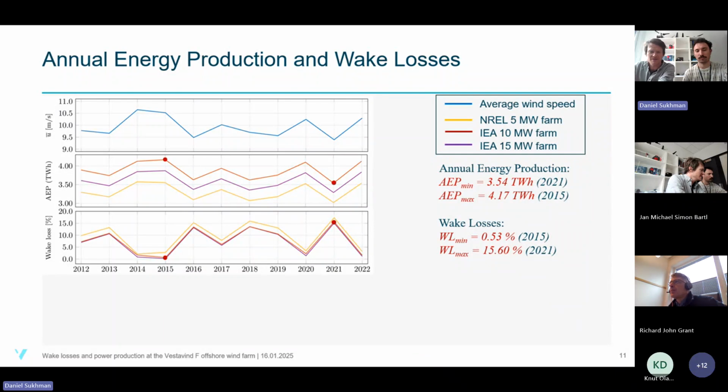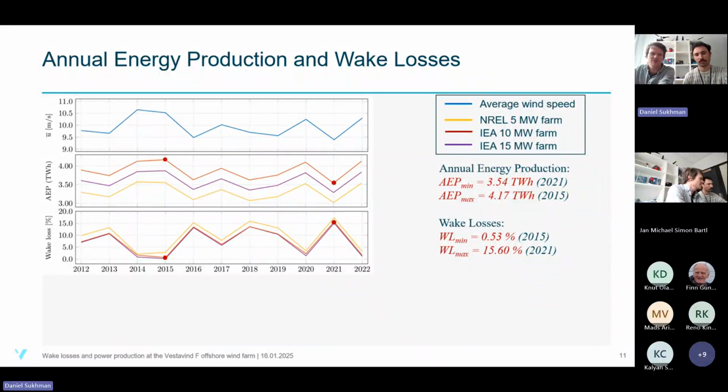So what we did see here is that we have quite low wake losses in the years where we have high production. For example, in 2014 and 2015, the wake losses are in a region between 0 and 1%. For example, for 2015, we calculated only 0.5% of wake losses, whereas in 2021, where we have low production, we have wake losses that are 15.6%, which is a little bit corresponding to the estimate that NVE also used there.